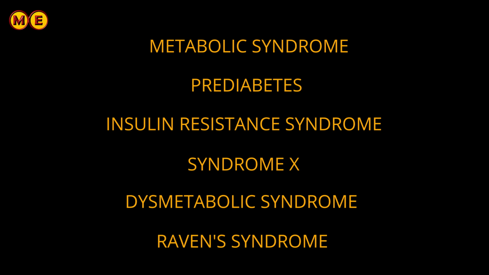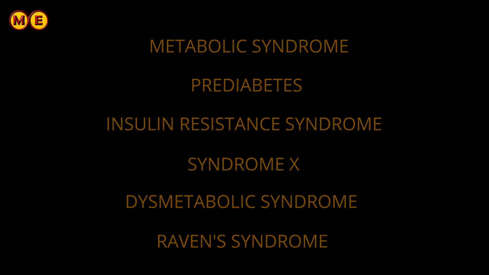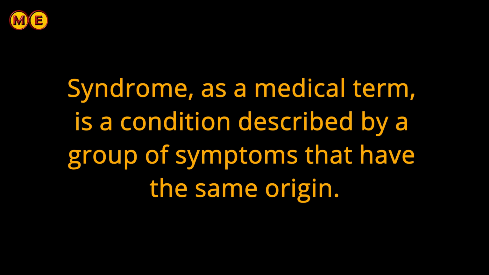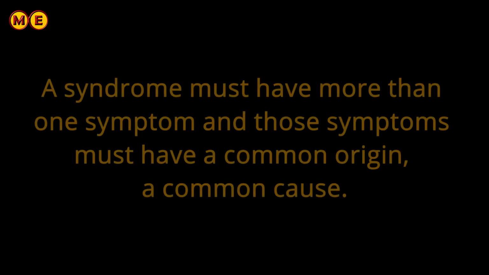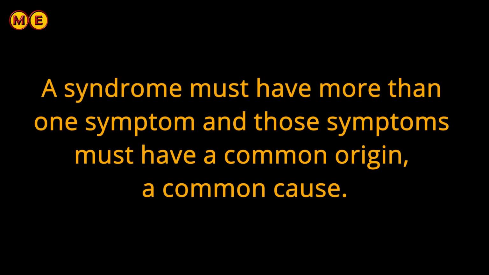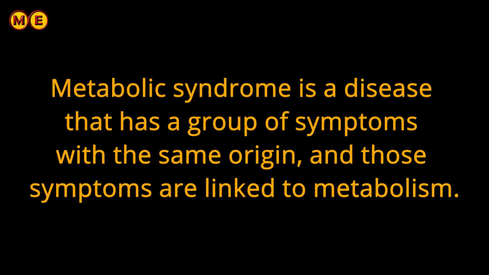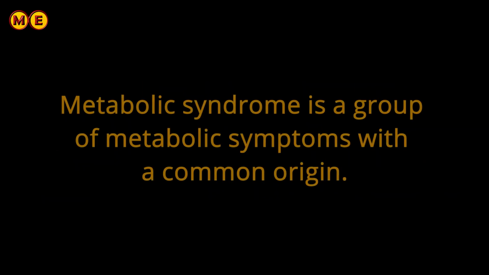So in order to understand what metabolic syndrome is, we need to know what a syndrome is. And a syndrome, as a medical term, is a condition described by a group of symptoms that have the same origin. For all syndromes, it's typical that if one or more of their symptoms are detected, then all the other symptoms can be easily predicted. Or, in other words, a syndrome must have more than one symptom, and those symptoms must have a common origin, a common cause. Respectively, metabolic syndrome is a disease that has a group of symptoms with the same origin, and those symptoms are linked to metabolism. Or simply said, we have a group of metabolic symptoms with a common origin.